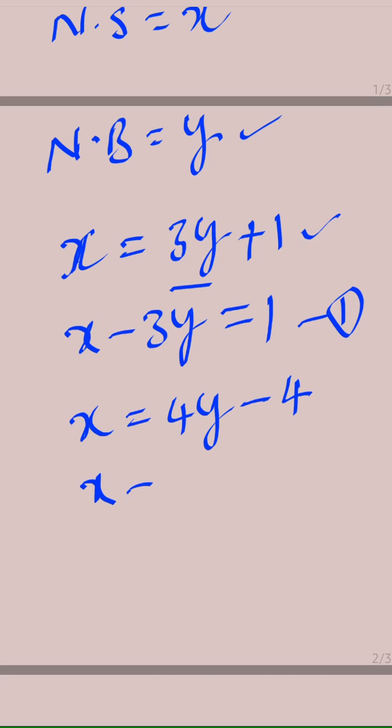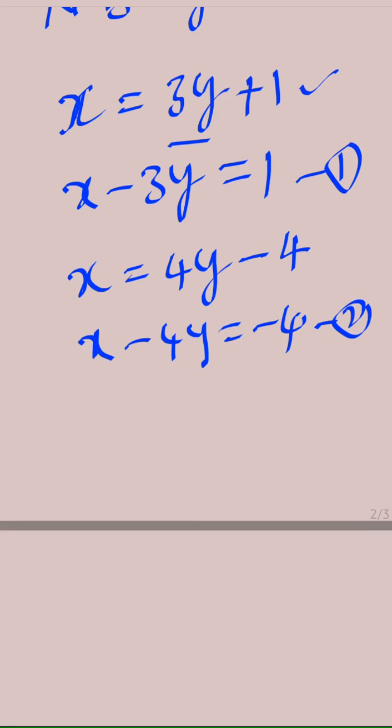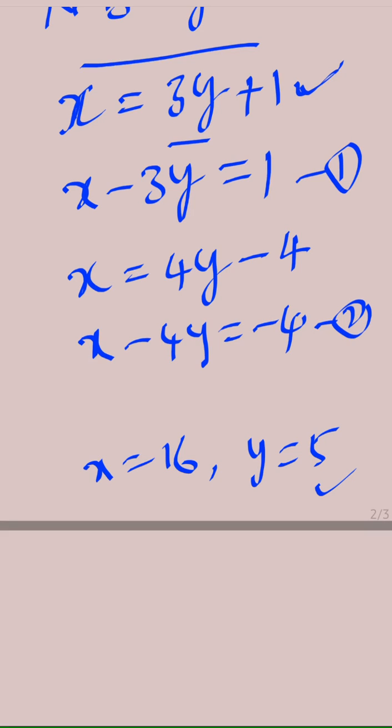We can write this as 4x minus 4y equal to minus 4. This is the second equation. For your understanding, I'll explain. For example, here x means the number of students, 16 members, and y, the benches, is 5. For example, I am taking these values. So how can we satisfy these equations? I'll tell you. If you understand this, then you can easily understand how I am writing these equations.